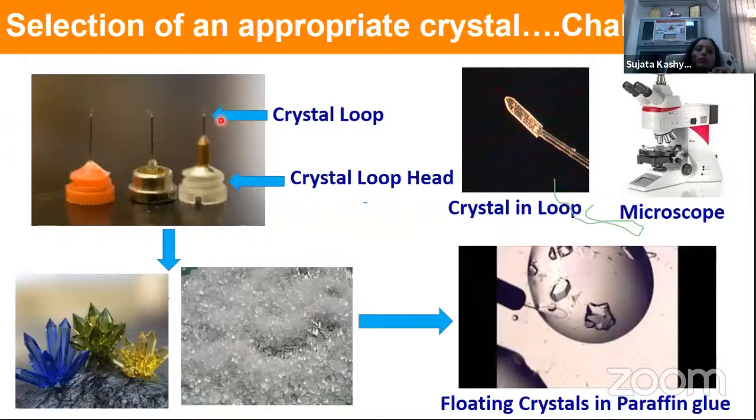Then, with the help of this crystal loop, we take out the crystal. Here we can see this is the loop, and here the crystal is there. The purpose of paraffin glue is that when we take out the crystal from the solution, the crystals get clumped with each other, and it would be difficult for us to get a single crystal. So we make them float in the paraffin glue, and then with the help of this loop, we pick one single crystal. We cannot see a single crystal with our naked eye, so we use a microscope. Nowadays, we have more advanced microscopes with which we can take pictures of our crystal.